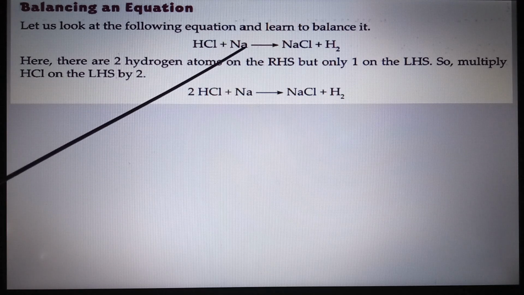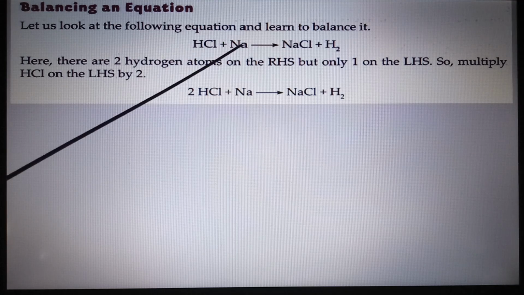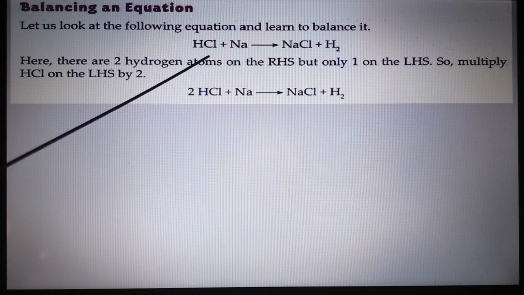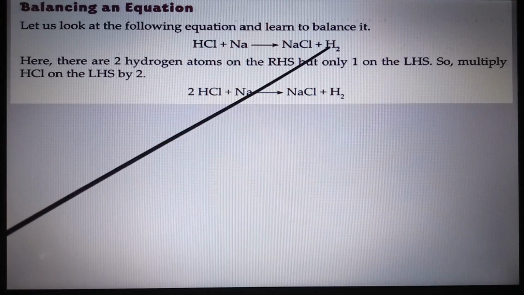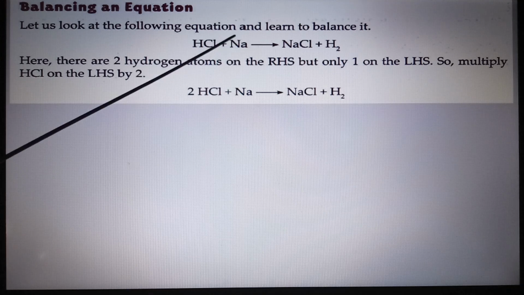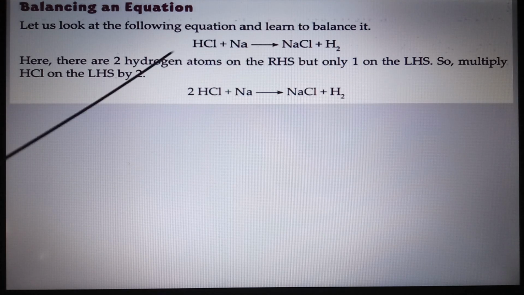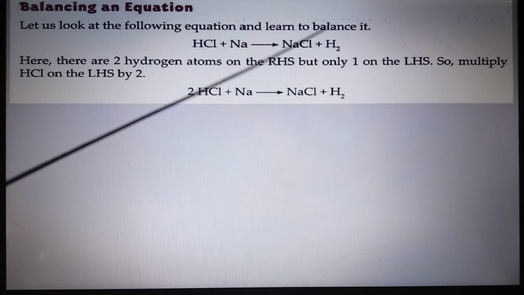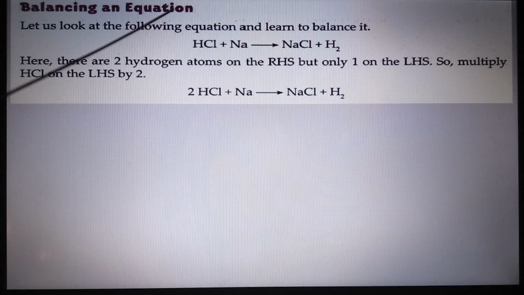Hydrochloric acid and Na. Now it combines, since sodium is a metal, it reacts and displaces hydrogen, forming hydrogen gas. Always hydrogen will be in diatomic form, that's why we are putting H2, and sodium will combine with chlorine to form sodium chloride. Here there are two hydrogen atoms on the RHS, but only one on the LHS. That will not give the proper balanced equation.